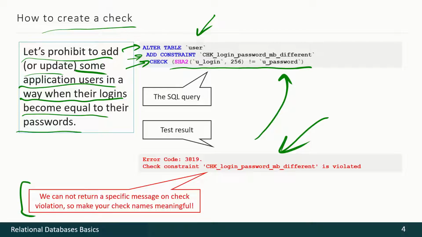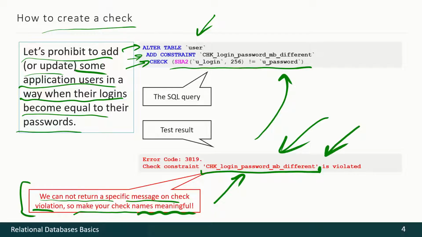And as long as we cannot return a specific message on check violation, we have to make our checks names meaningful. So see the error message here. The name of the check is the main source of the information for that error message.